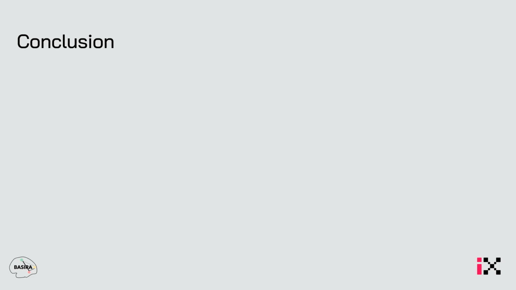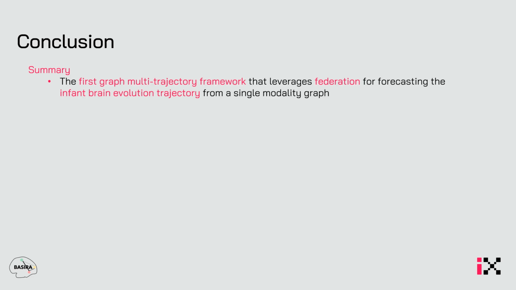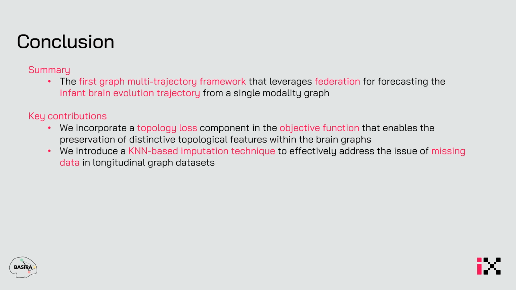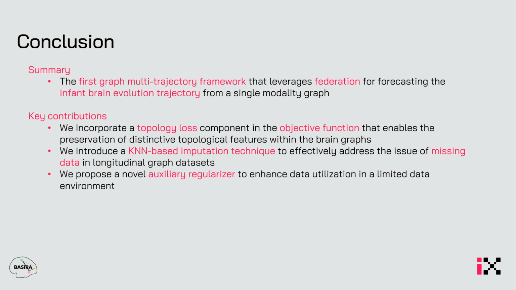In conclusion, in this work, we present the first graph multi-trajectory framework that leverages federation for forecasting infant brain evolution trajectory from a single modality graph. As our key contributions, we first propose the incorporation of a topology loss term to preserve the topological features of brain graphs. Moreover, we introduce a KNN-based imputation technique to effectively address the issue of data scarcity in longitudinal graph datasets. Finally, we propose a novel auxiliary regularizer to enhance data utilization in a limited data environment.